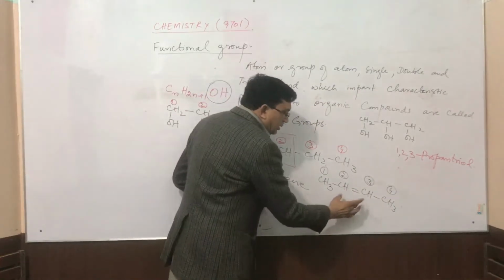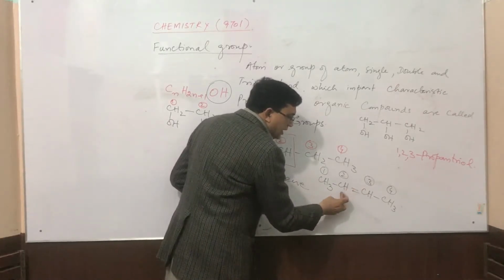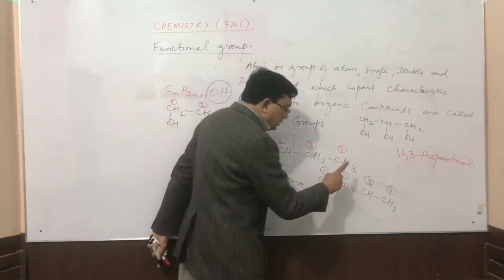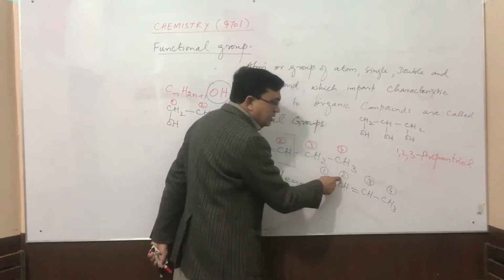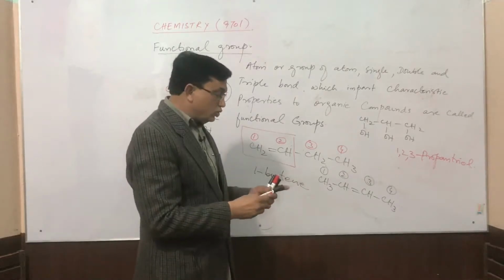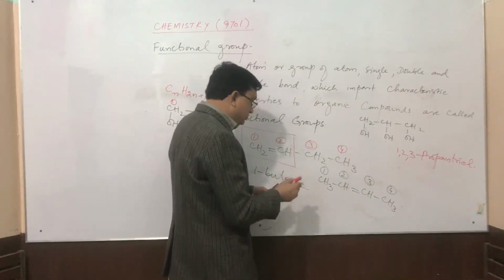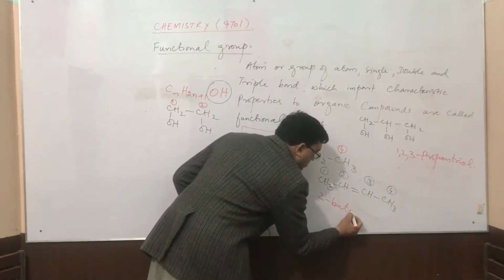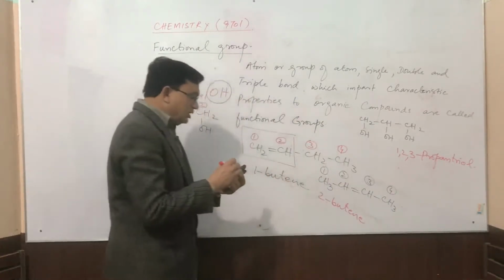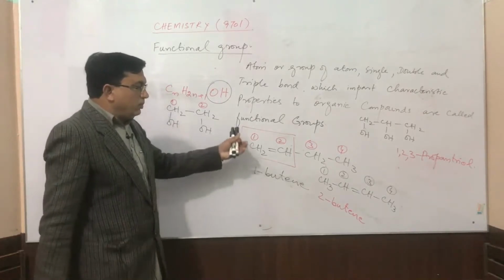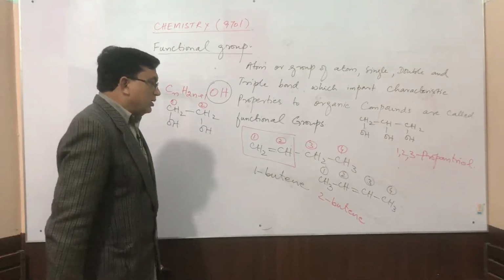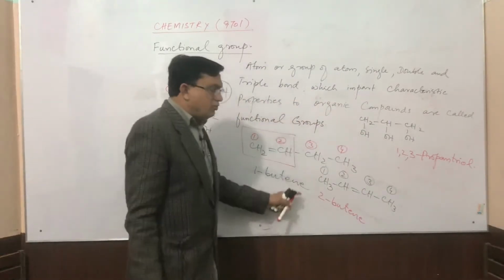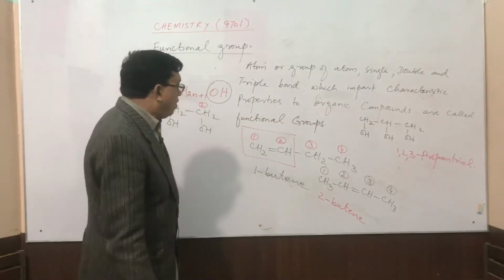In this manner, the double bond is present between second and third carbon atom, but the double bond will be associated with the lesser number of carbon atom, which is 2. So name will become 2-butene. In this manner, the functional group is always taken into consideration whenever we have to name the organic compound.